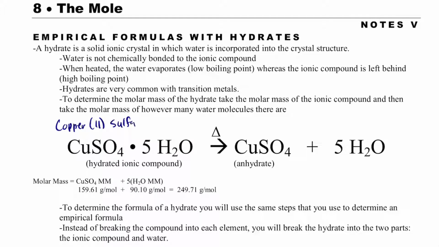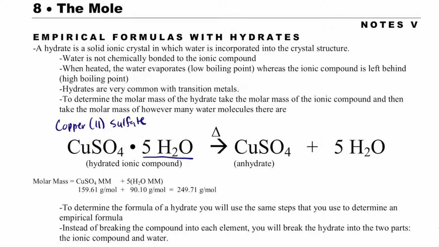you may notice that there's this dot, and that dot does not mean multiplication or any sort of math. What that dot means is that there are 5 water molecules in the crystal structure of your copper sulfate, but they're not actually bonded. It's a very weak attraction, not enough of an attraction that we call it a bond, and so we put a little dot to separate.